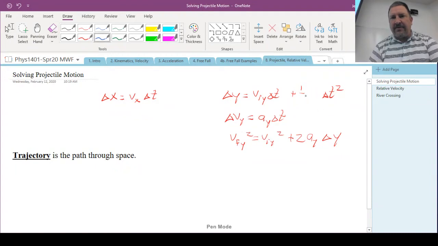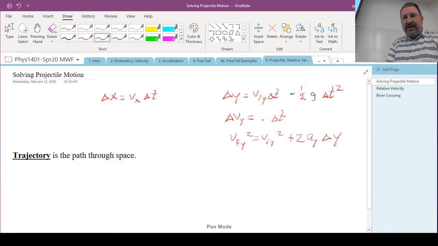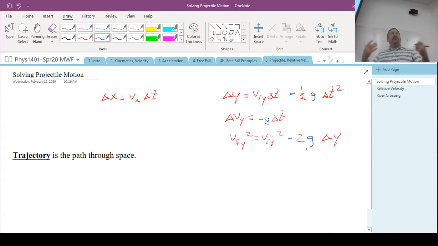There it is. So we could just as easily turn this into a minus g. So it can be plus 1/2 at squared or minus 1/2 gt squared. And then this equation can be minus g, and then this equation can be minus g, because we know what the acceleration is in projectile motion on Earth.